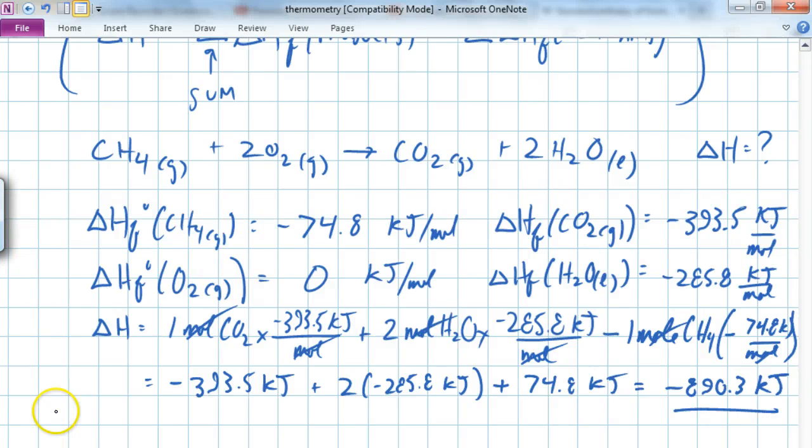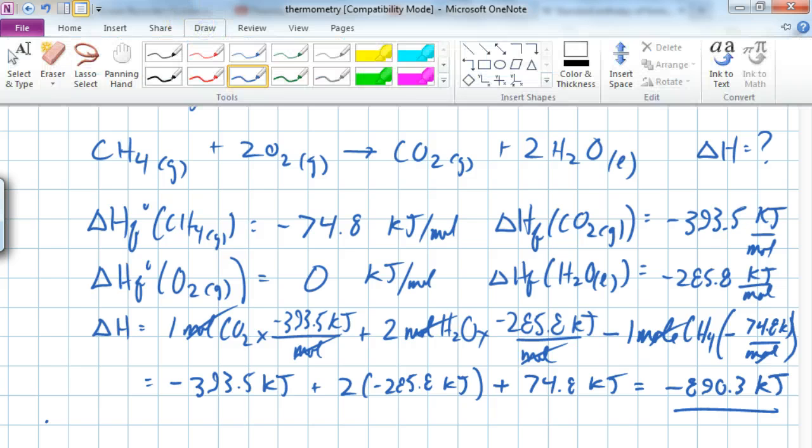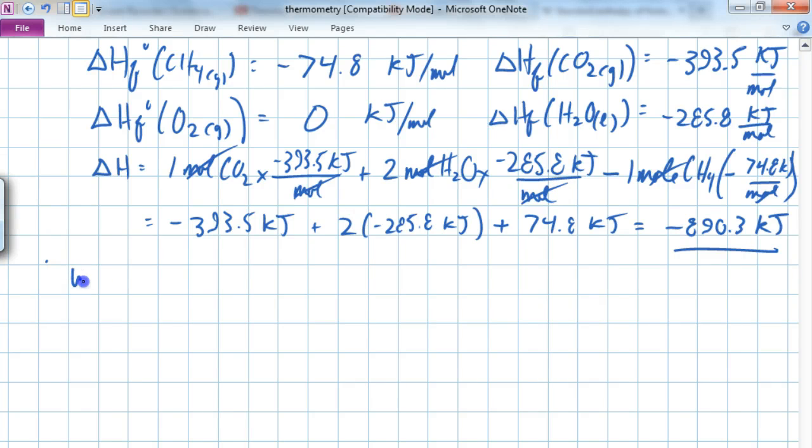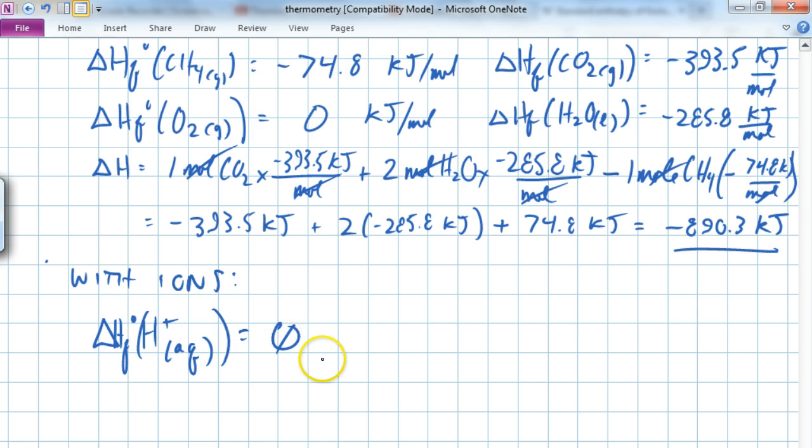Now, it can also apply to reactions that include ions. The only thing you have to remember here is that the H plus ion in solution is assigned a delta H of formation equal to 0, just like it were an element in its standard state.